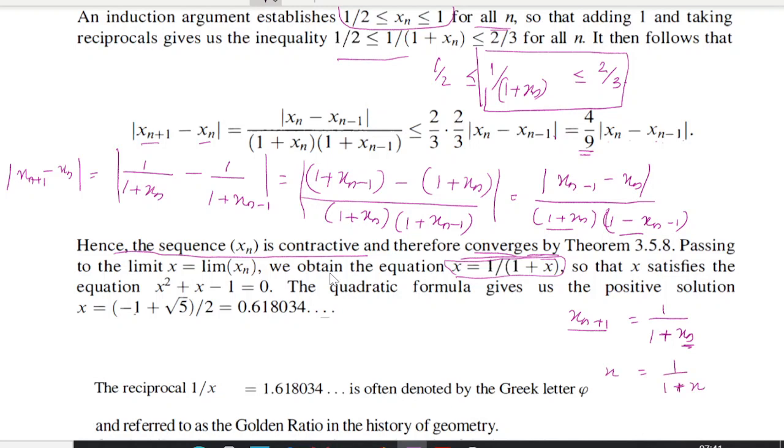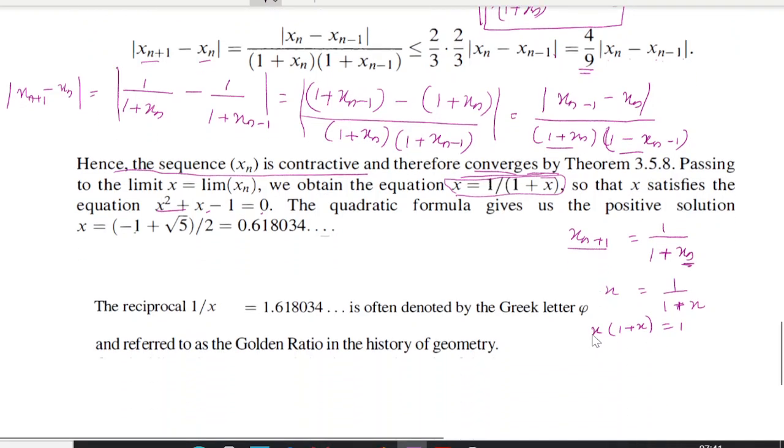When you're cross multiplying this, you'll get x into 1 plus x equal to 1. You'll get a quadratic equation, right? So that equation is x square plus x minus 1 equal to 0. So our limit should satisfy this condition. Now using the quadratic equation idea, you'll get the roots of this equation. We know that x square plus x minus 1 equals 0.